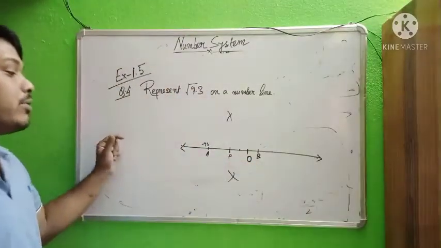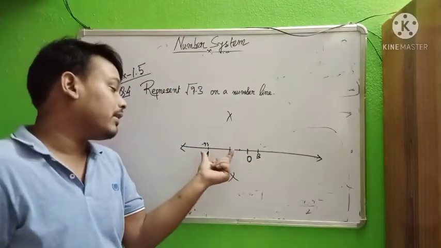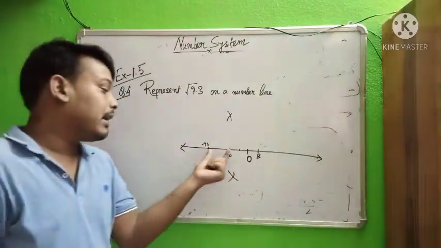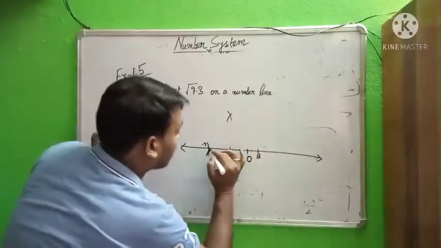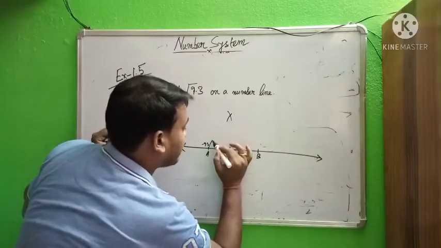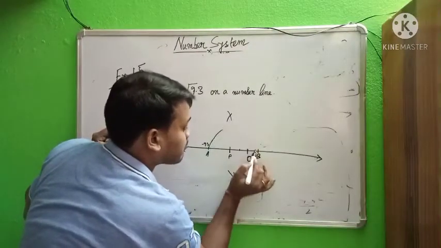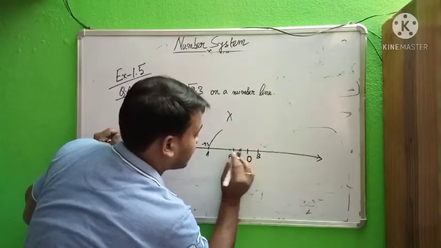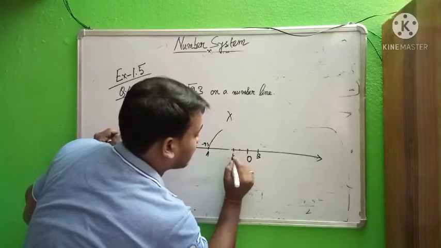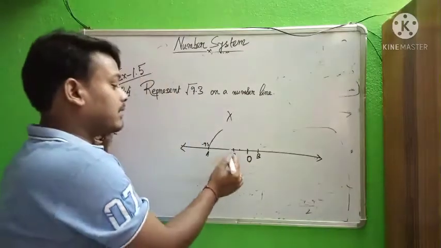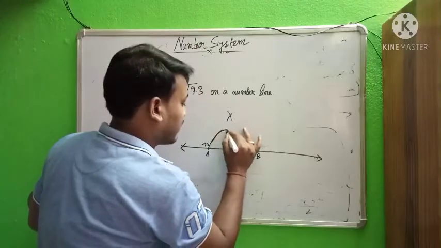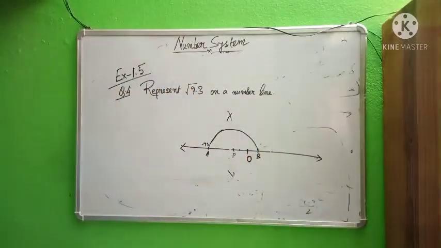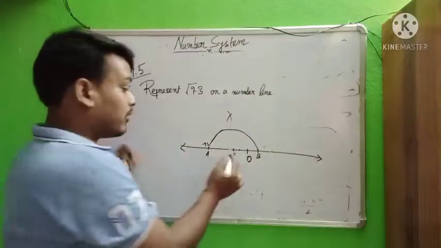Next step, using P as a center and AP as the radius, we have to draw a circle. So P as a center, we draw a circle with the radius AP, or PA, or PB. So it is a radius.